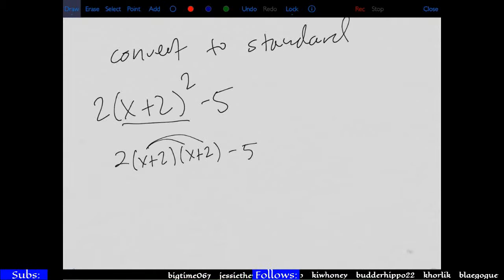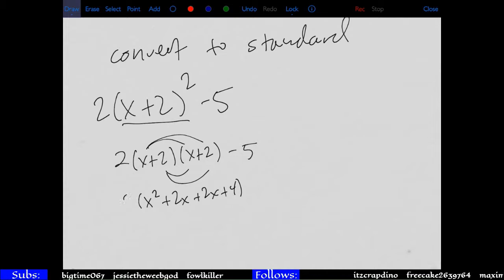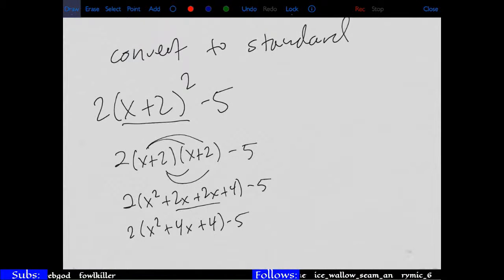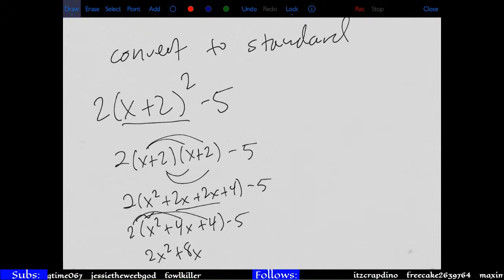You just distribute these parentheses. You could distribute the 2 into one of the parentheses first, but in my opinion, it's easier to do the parentheses first. So that leaves you with x squared plus 2x plus 2x plus 4. That's being times by 2 and then subtracting 5. We can combine those two x's, make it 2 times x squared plus 4x plus 4, minus 5. Then we distribute the 2 all the way through the parentheses. So you get 2x squared plus 8x plus 8 minus 5.